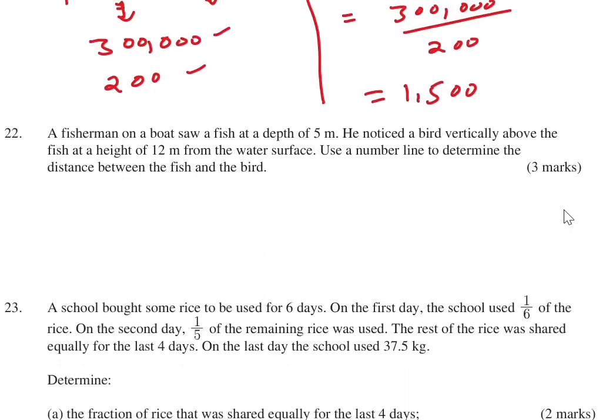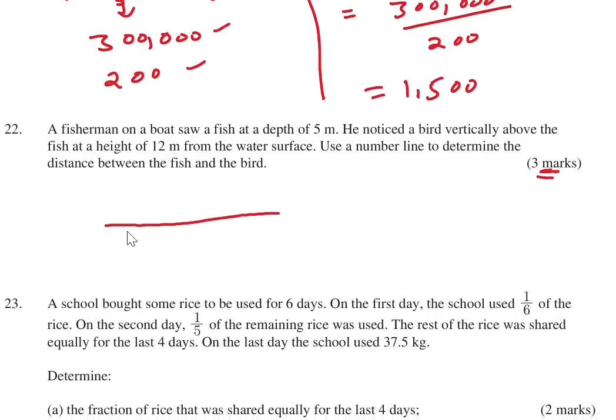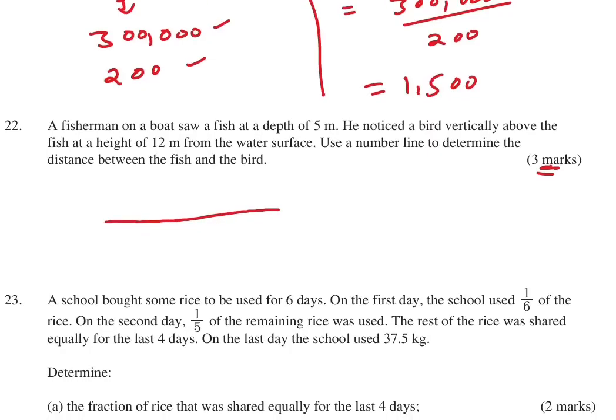Number 22. A fisherman on a boat saw a fish at a depth of 5 meters. He noticed a bird vertically above the fish at a height of 12 meters from the water surface. Use the number line to determine the distance between the fish and the bird. Very, very easy. So I'm going to draw a number line hapo, a straight line. Drawing is very difficult.